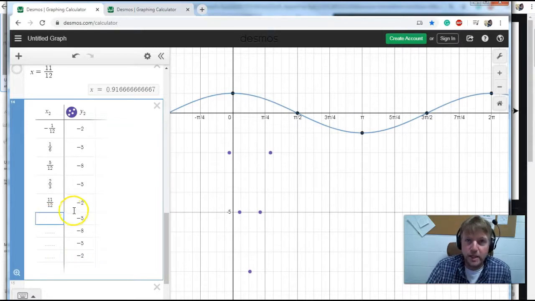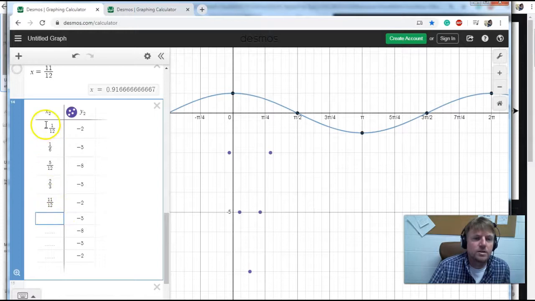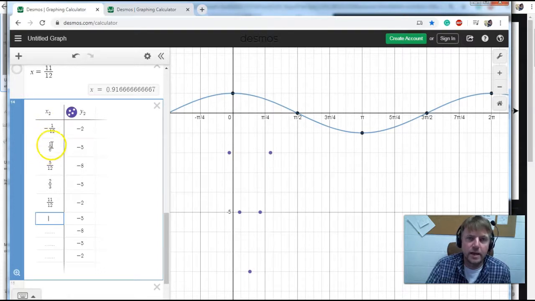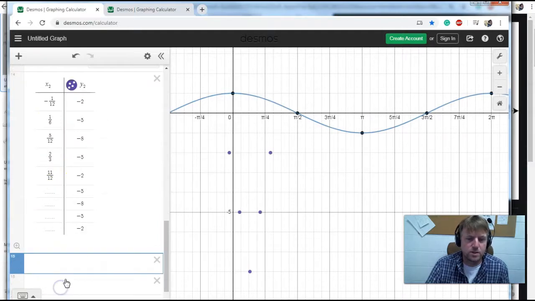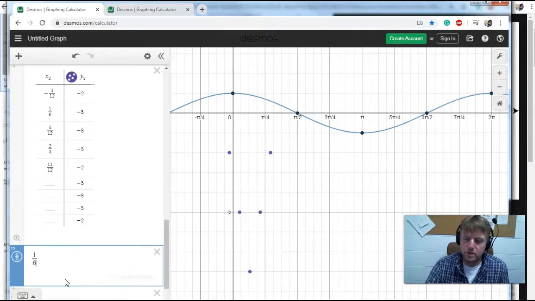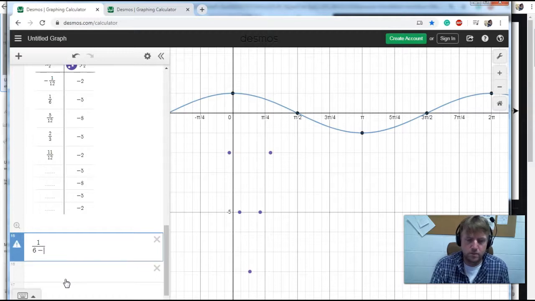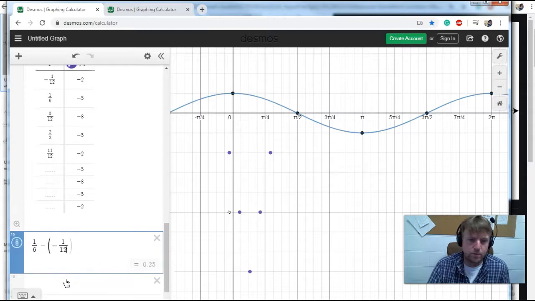Now, what's the next x coordinate? It's whatever the quarter period is. What am I adding to get from negative 1/12 to 1/6? What do I add to negative 1/12 to get to 1/6? Well, I can subtract and find out. 1/6 minus negative 1/12 is 0.25. It's a quarter of the period. Whatever the period is, divided by 4 is what we're adding from one number to the next.